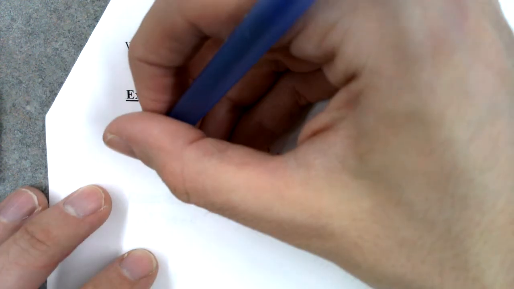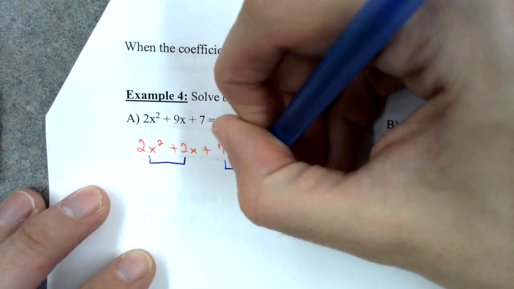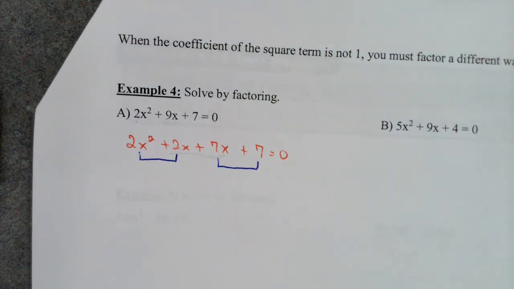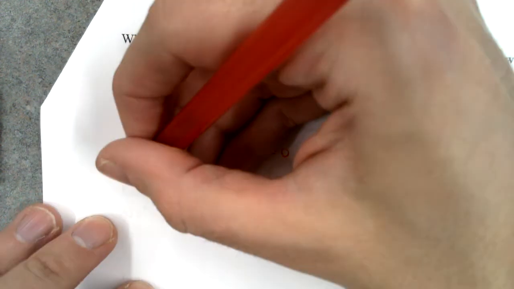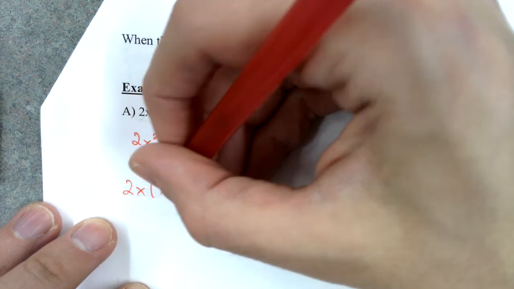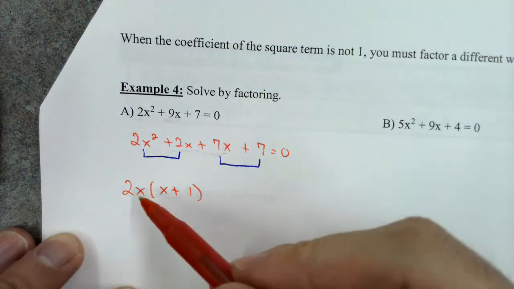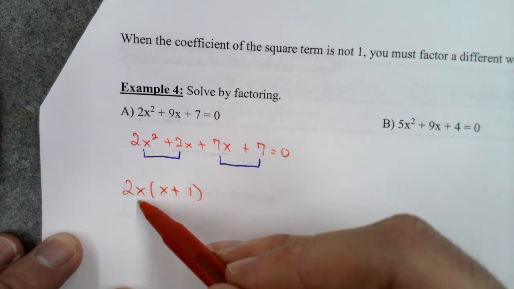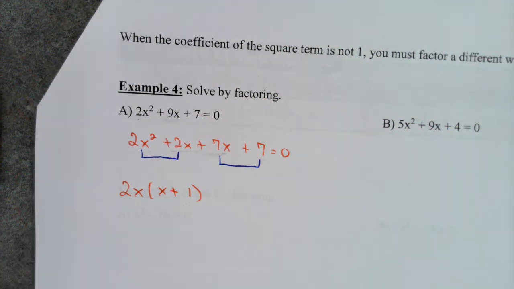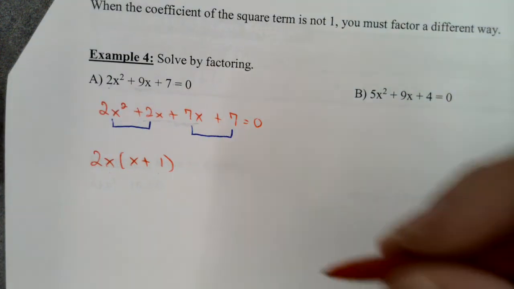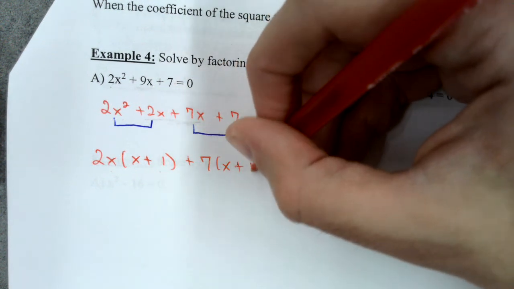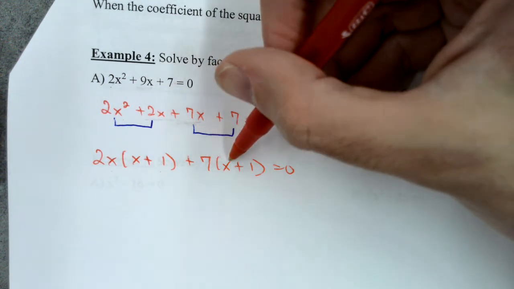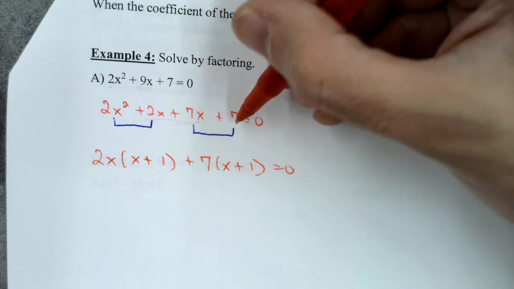I'll group these together, and I'll group these together. You want to make sure your groups have something in common. Looking at my first group, what's their GCF? It's 2x. When I factor out the 2x, it leaves me with x plus 1, because 2x times x is 2x squared, and 2x times 1 is 2x. The second group has a GCF of 7. So I factor that out, and it leaves me with x plus 1, because 7 times x is 7x, and 7 times 1 is 7.